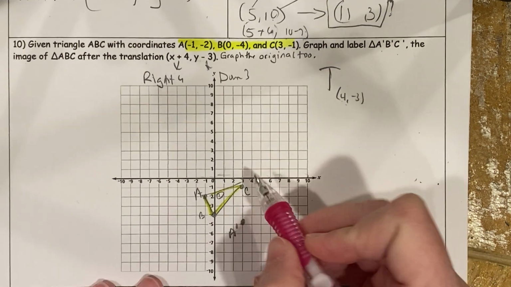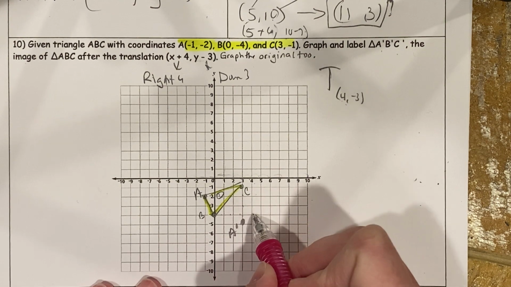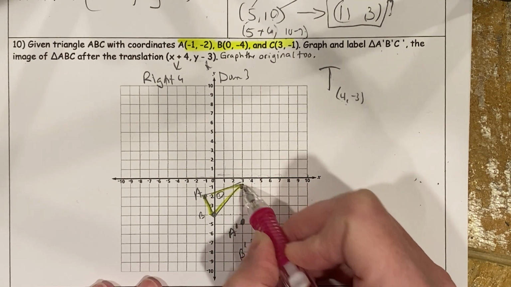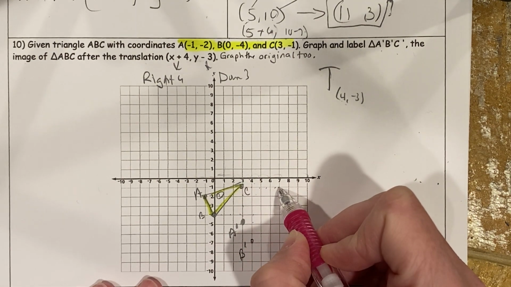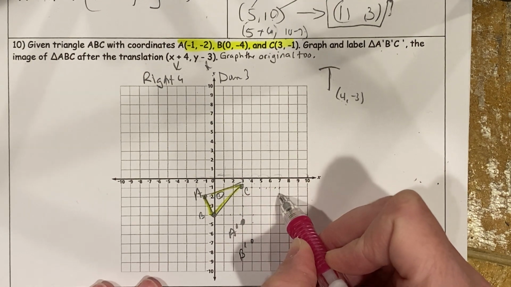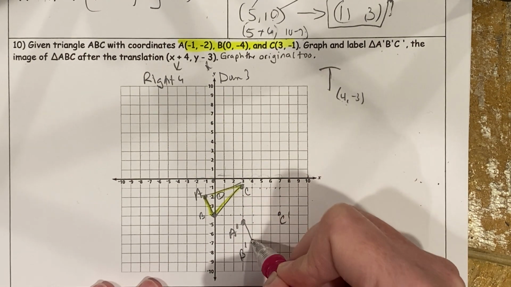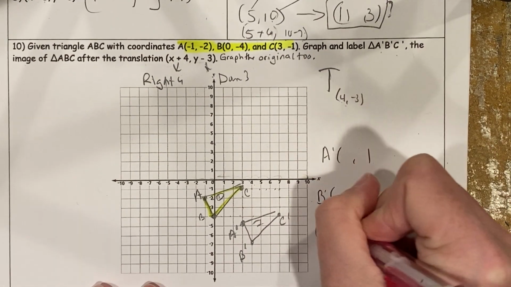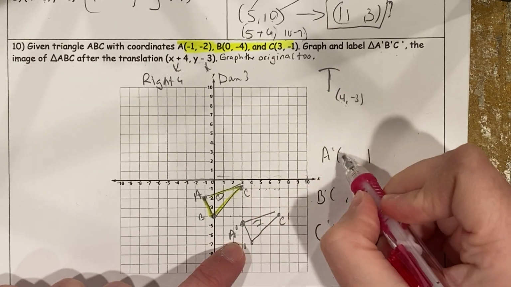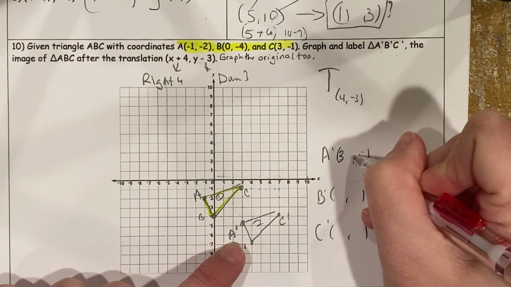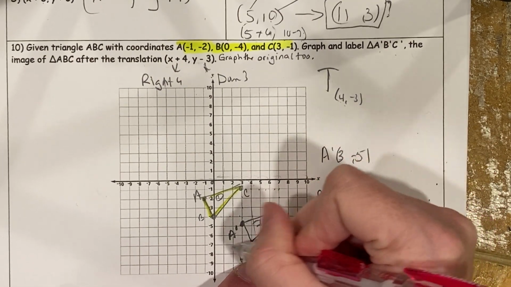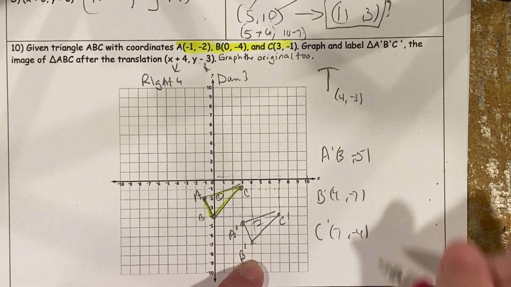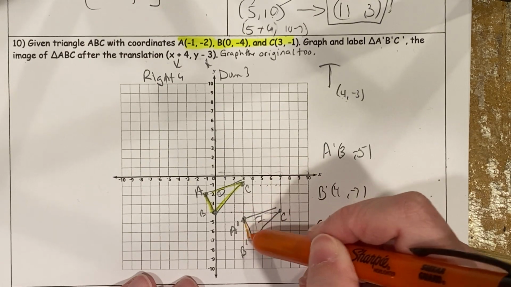And that is A prime. For B, right 4, and then down 3. And last one, C. Right 4, 1, 2, 3, 4, and down 3, 1, 2, 3. And those are our primes, which makes that our image. So let's just get our coordinates like we always do. A prime is 3, negative 5. B prime is 4 and negative 7. And then C prime is 7 and negative 4. And this is your image.